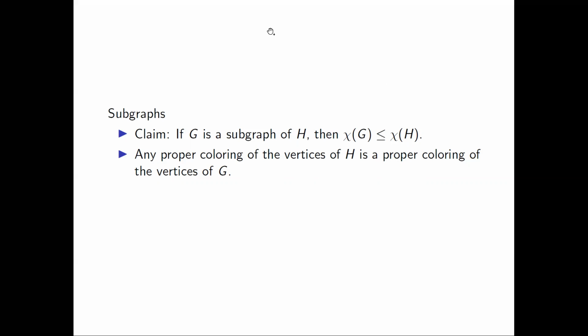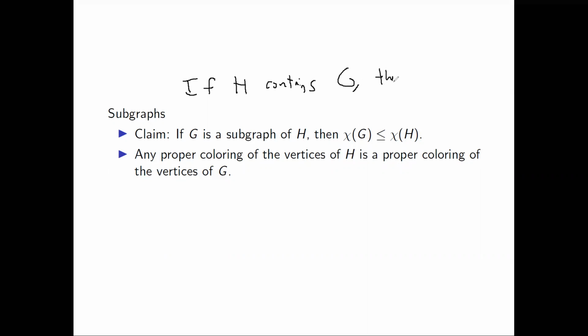A slightly stronger way that we can write this, we can say that if H contains G, then the chromatic number of G is at most the chromatic number of H. So if some subgraph of H is isomorphic to G, then the chromatic number of G is at most the chromatic number of H. We can just see that for the same reason as this one, but just renaming the vertices.